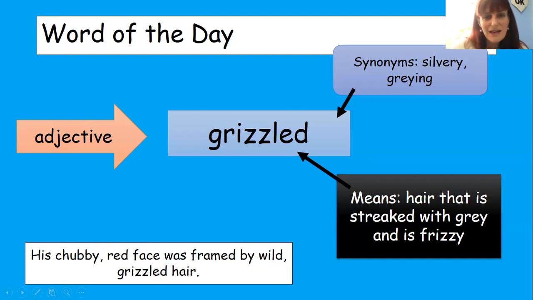Who knows? My sentence is here. His chubby red face was framed by wild grizzled hair. Okay, so that is my sentence. Can you please pause the video, write your own, and I would love to see them.